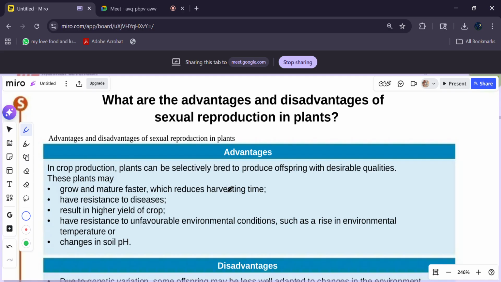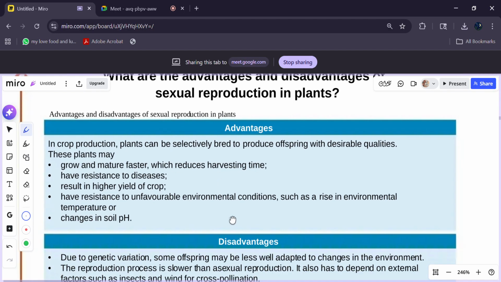So this allows an offspring to inherit the parent's desirable qualities. This is known as selective breeding, where the farmer selectively breeds specific plants to produce an offspring with desirable qualities.